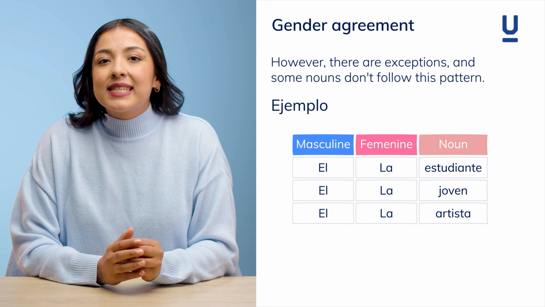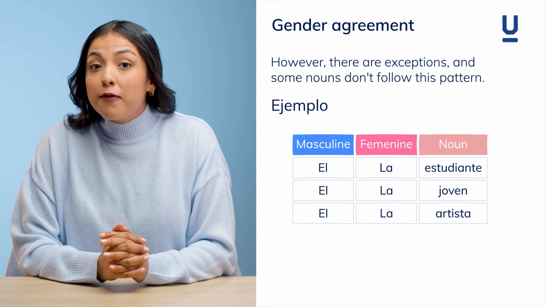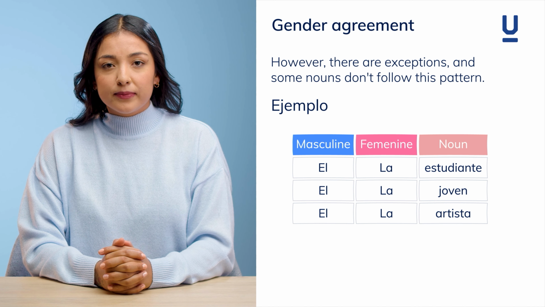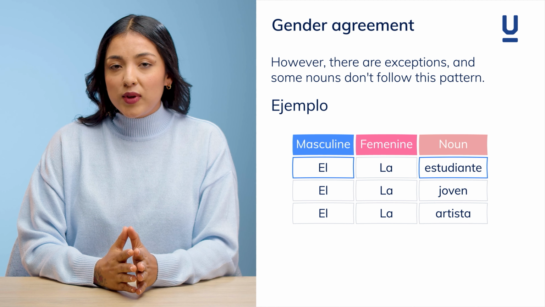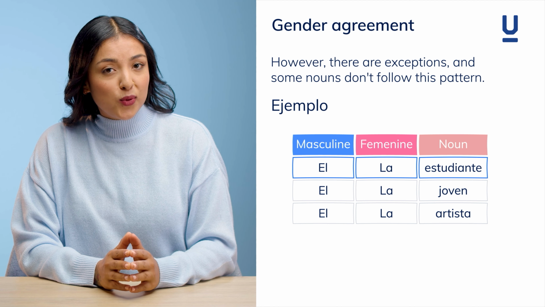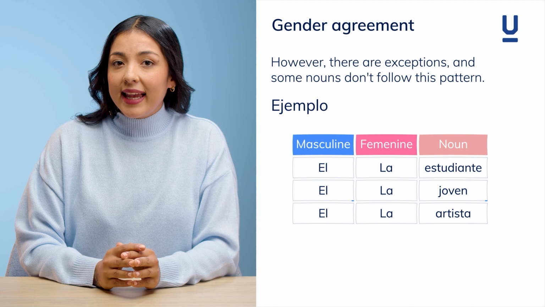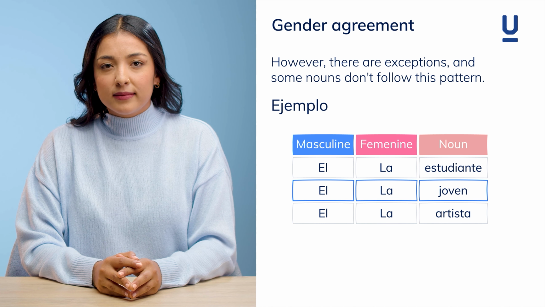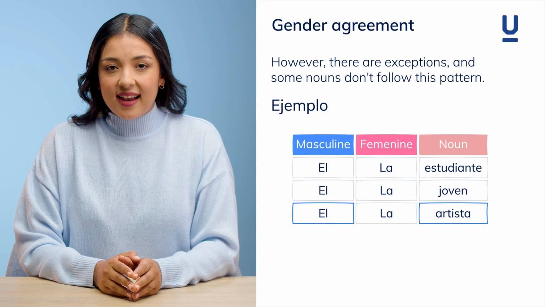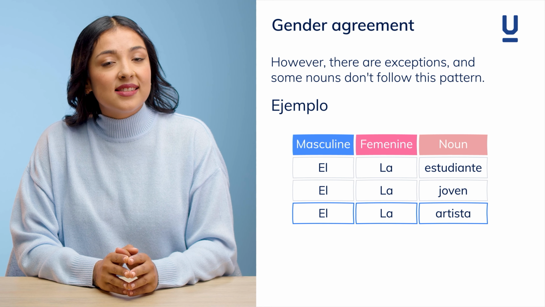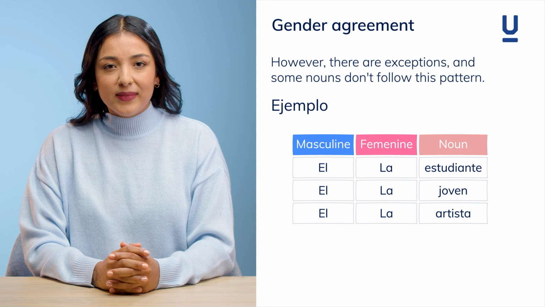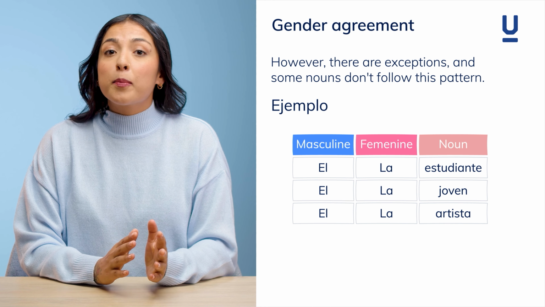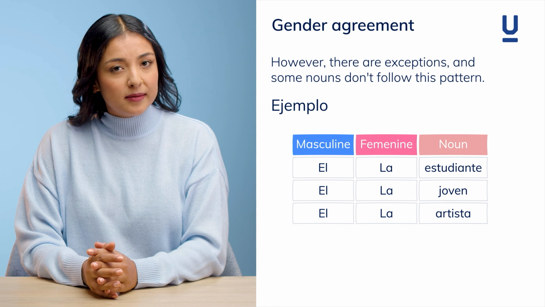However, there are exceptions, and some nouns don't follow this pattern. Let's look at examples. El estudiante, la estudiante. El joven, la joven. El artista, la artista. In all those cases, these nouns are the same form for both masculine and feminine.